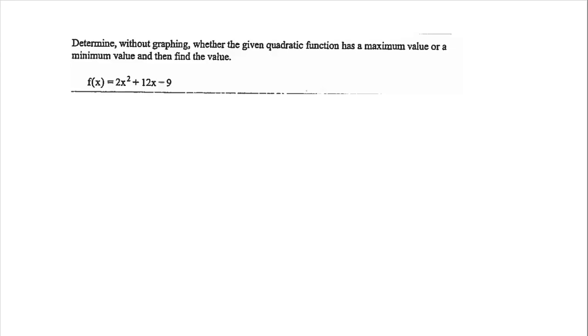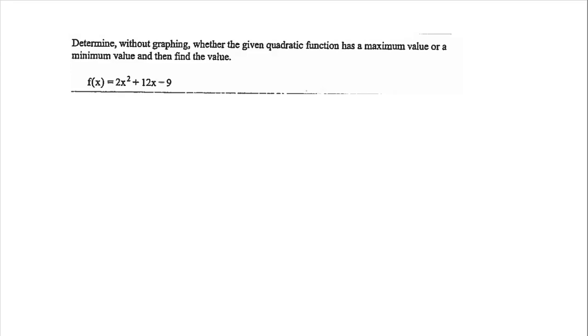Okay, so this one is asking us to determine the maximum or minimum value. So here's our quadratic, 2x squared plus 12x minus 9. In order to find the maximum or minimum value, you use the equation x equals negative b over 2a. Then we identify which are our A, B, and C. So here's our A, here's our B, and here's our C. And then we plug in our values.